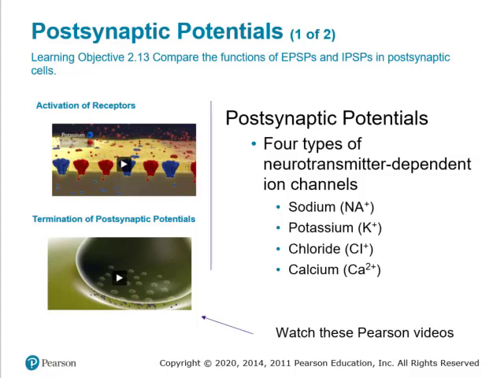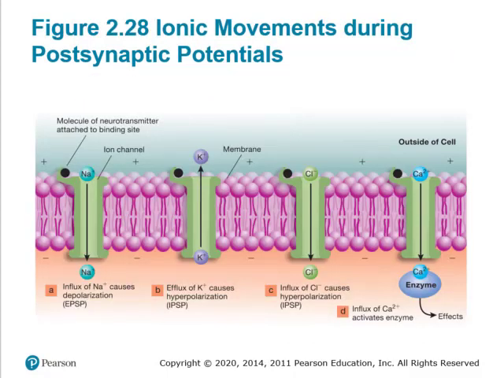So a postsynaptic potential is determined by the characteristics of postsynaptic receptors and the type of ion channel they open, right? And so that's the important piece that I want you to remember. And here you can see in an illustration that ions move during postsynaptic potentials. A molecule of neurotransmitter, again, illustrated as a black sphere, attaches to the binding site of all the ion channels. The outside of the cell is positive and the inside is negative.